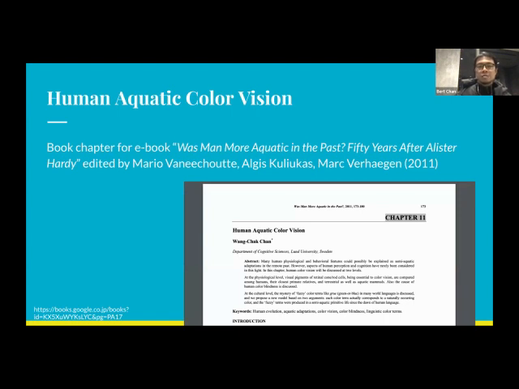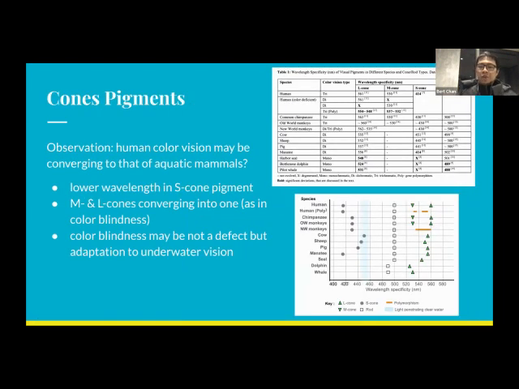This chapter was published in the ebook Was Man More Aquatic in the Past, edited by Mario, Elgis, and Mark, in 2011. So the basic idea is maybe humans' color vision, if the aquatic ape hypothesis is reasonable, then it may have some influence on color vision as well.